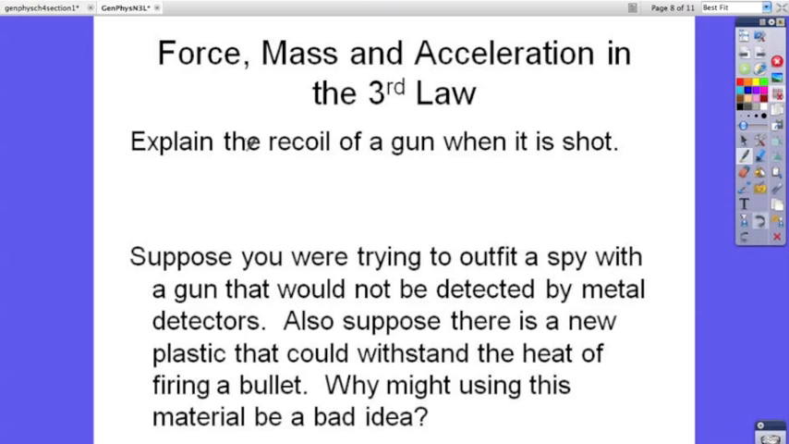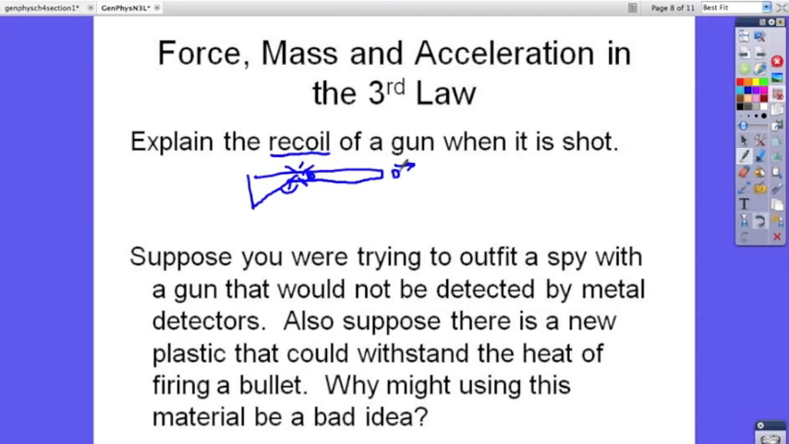So you have a gun. I'm not good at drawing guns either, but so here's a gun, and there's a bullet sitting inside this gun. When you pull the trigger, there's an explosion in here. Hot gases expand and send the bullet this way, and the bullet leaves the gun, moving with some high velocity. If you've ever shot a gun or watched much TV, you know that guns recoil.